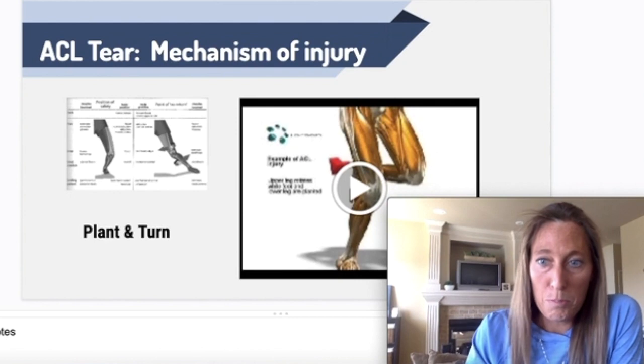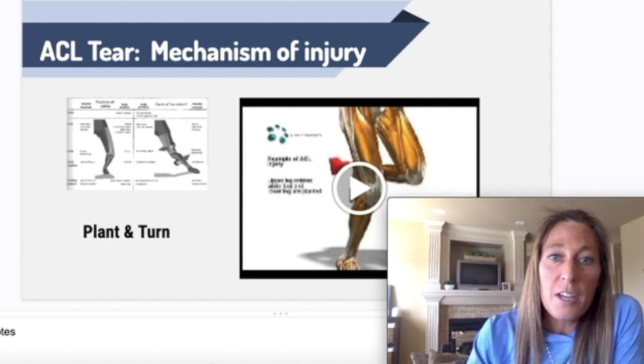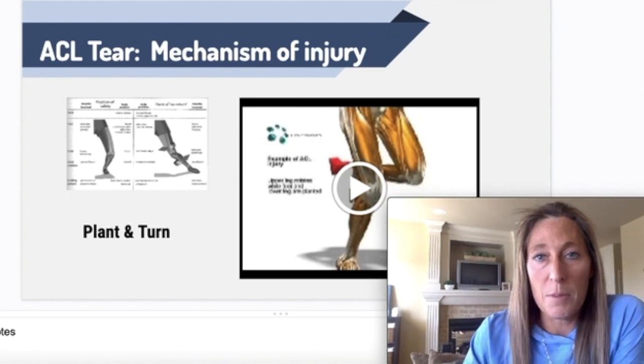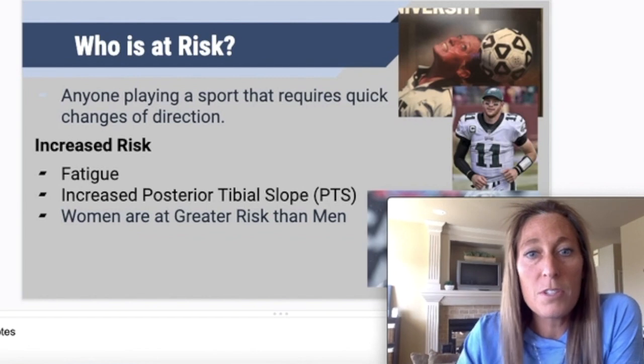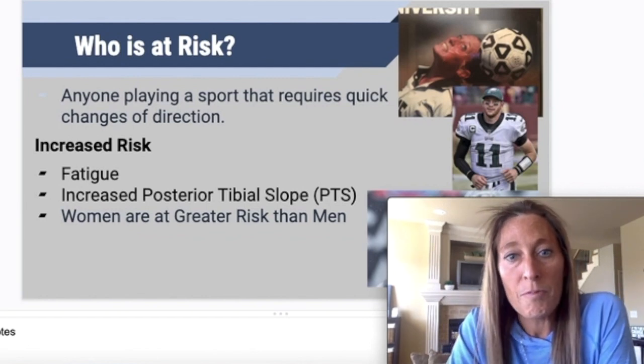Mechanism of injury, again, is just plant and turn, which we do in most sports that we play. We do it thousands and thousands of times, and it's not an issue. However, one time it could be an issue. Who is at risk? Really, anyone playing a sport that requires quick changes of direction.